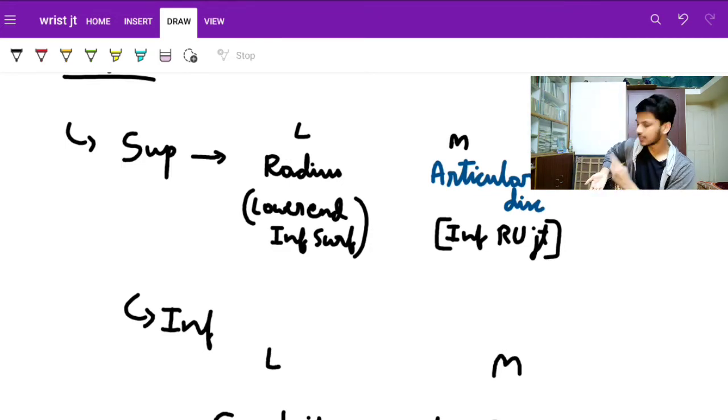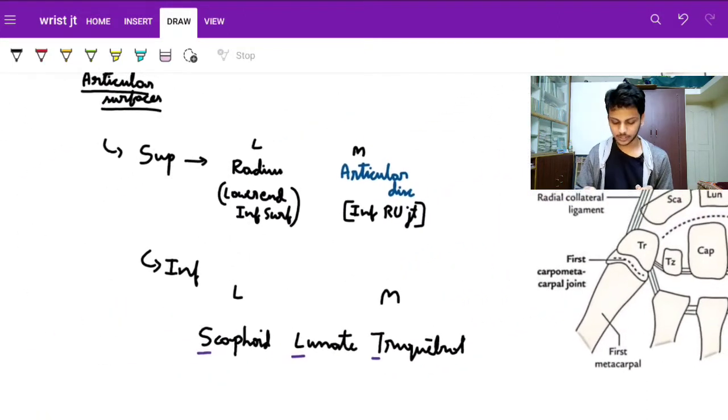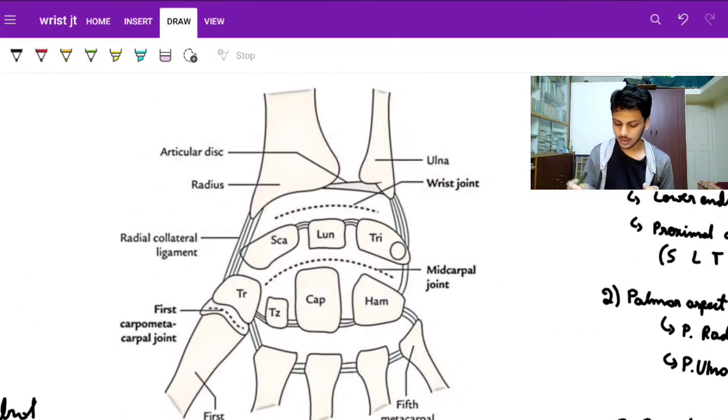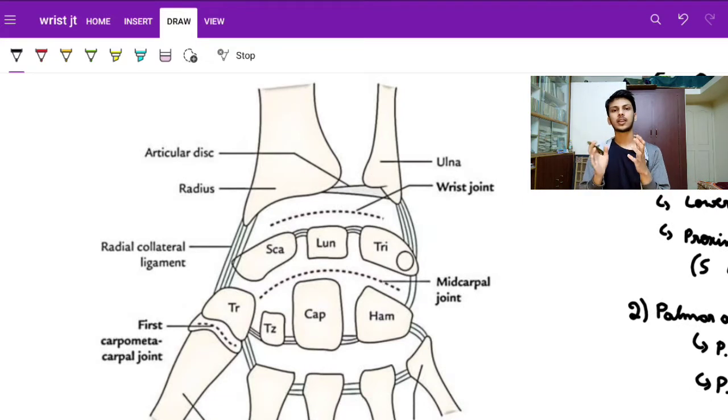Which are the proximal carpals? The lateral three carpals. Which are they? The scaphoid, lunate, and triquetral bones. See, this was the articular surfaces notes. Then see here, guys. The articular cartilage is basically a cartilage which is present within the joint. And if the articular cartilage is within the joint, it is also known as a complex joint. The temporomandibular joint and the wrist joint are all examples of complex joints.